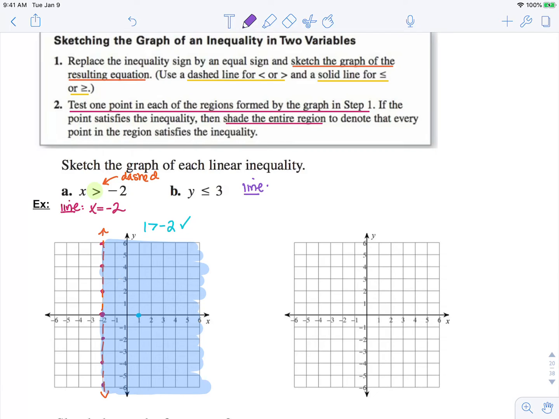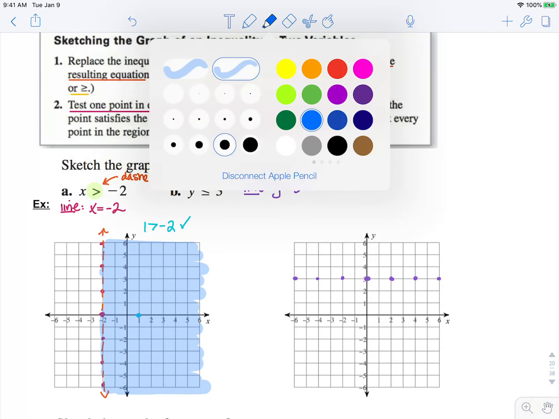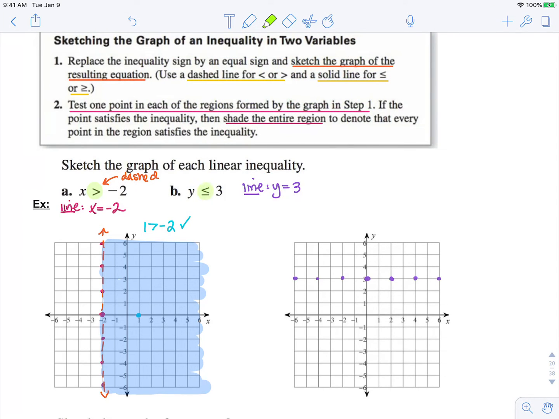So for part B, I have y is less than or equal to 3. The line that I look at is y equals 3. And I know that would be this horizontal line that goes through these points. So now to determine how I shade, I look at my inequality sign. Since it's less than or equal to, I have a solid line. So I'm going to connect these points with a solid line.